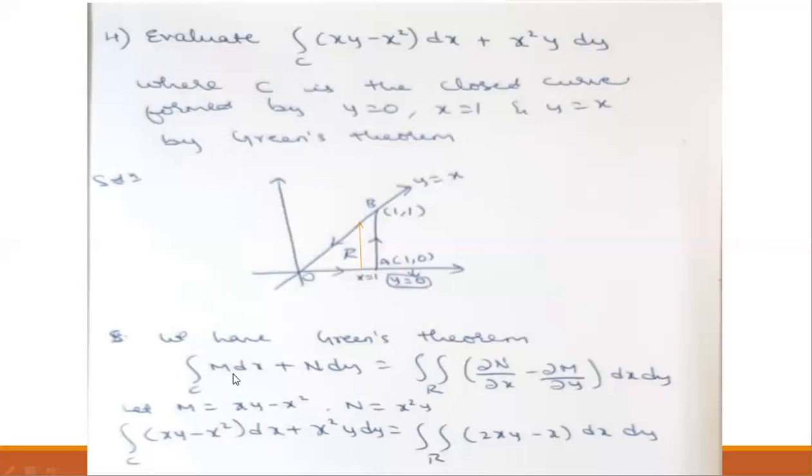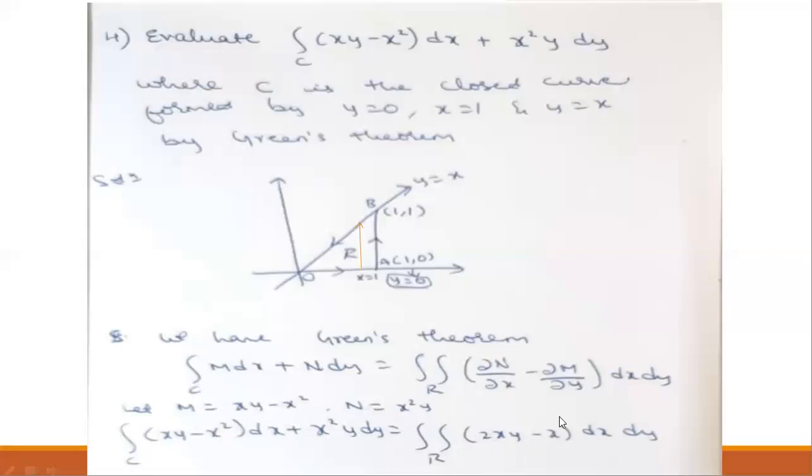So M dx + N dy is equal to the double integral over the region R of (∂N/∂x - ∂M/∂y) dx dy. First we shall find the partial derivatives of M and N. So differentiate N partially with respect to x by treating y as constant. Here is our N expression. Here y will be treated as constant, multiplied as it is, and the derivative of x² is 2x. So you get ∂N/∂x = 2xy.